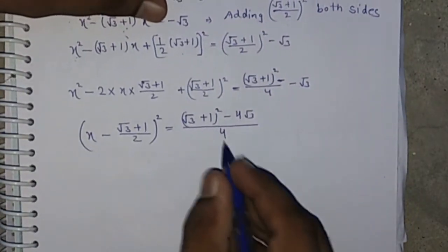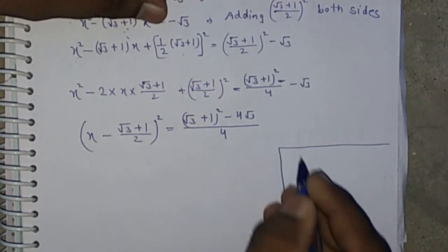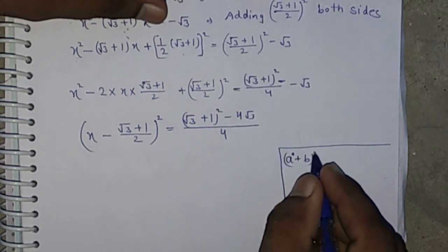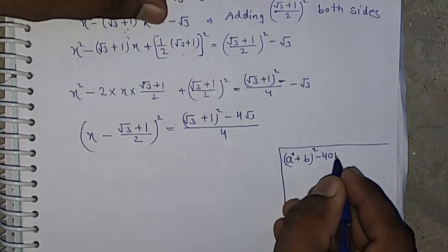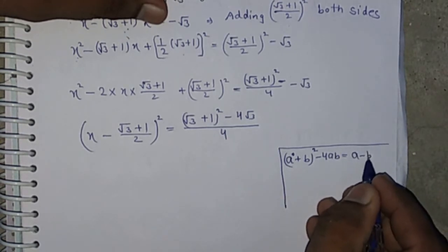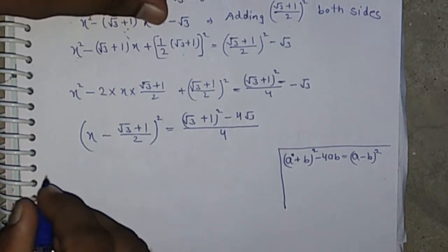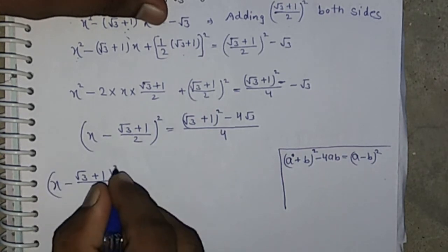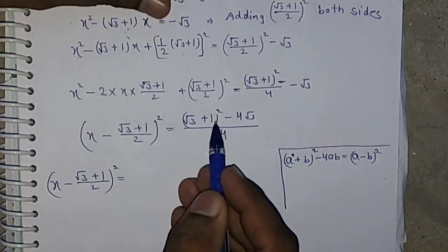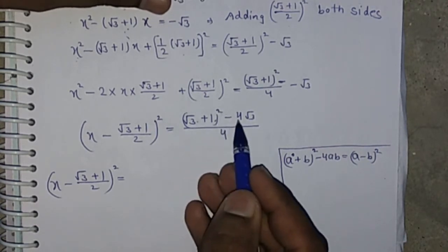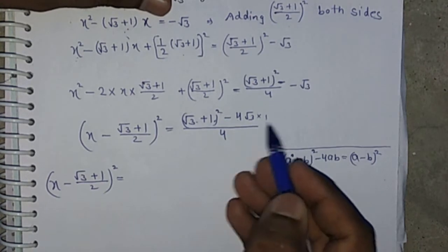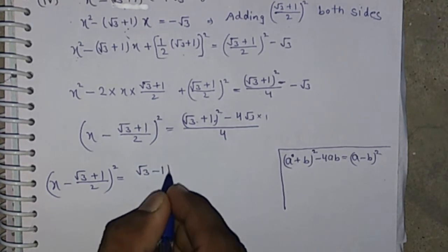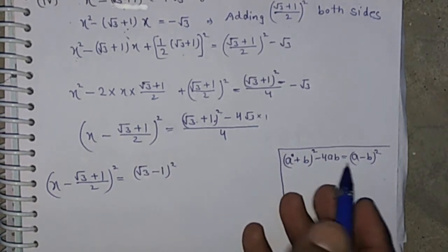Now we know that a plus b to the power 2 minus 4ab is equal to the whole square of a minus b. Means x minus root 3 plus 1 by 2 whole square, and it is a plus b to the power 2 minus 4ab, root 3 into 1, then it is equal to the whole square of root 3 minus 1, the whole square of a minus b, by this formula.